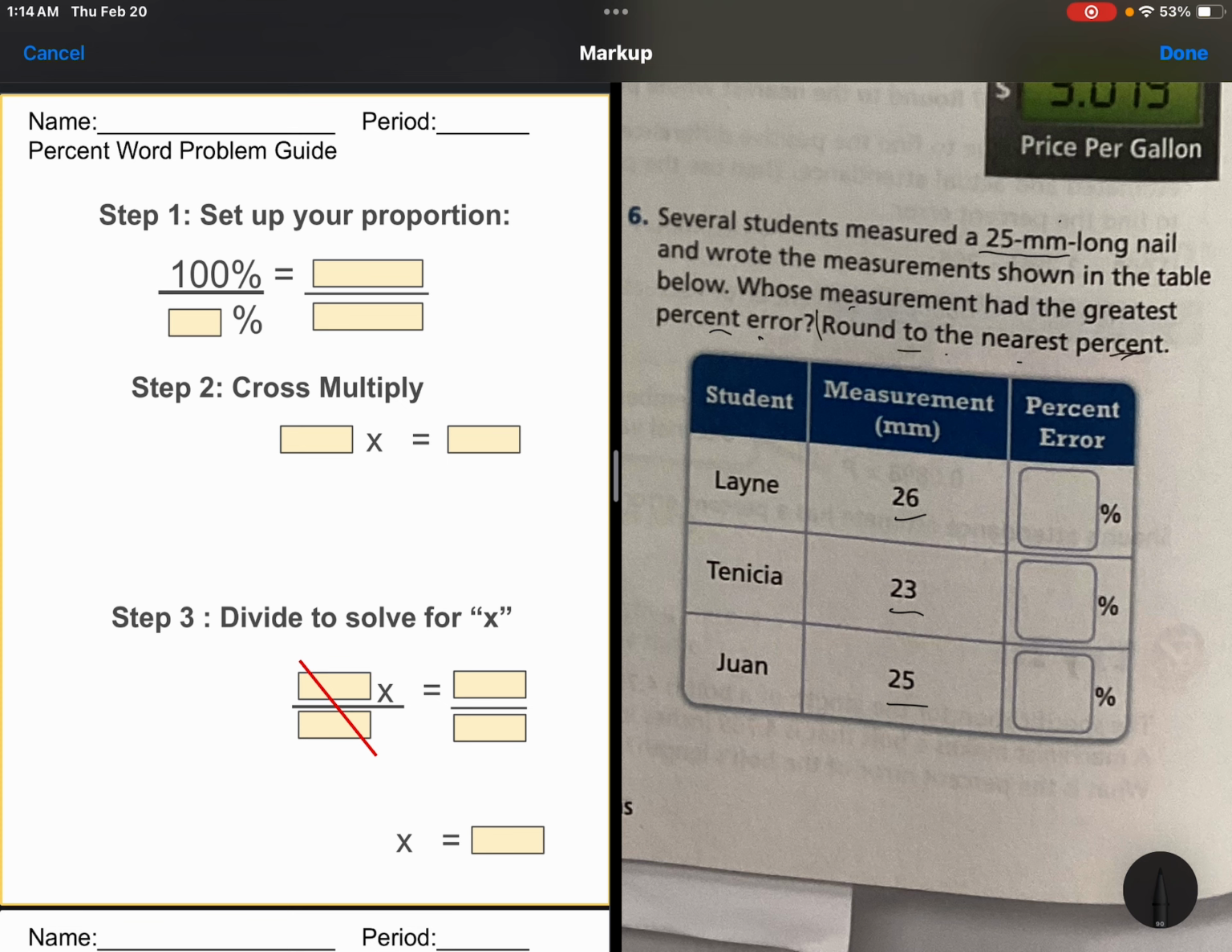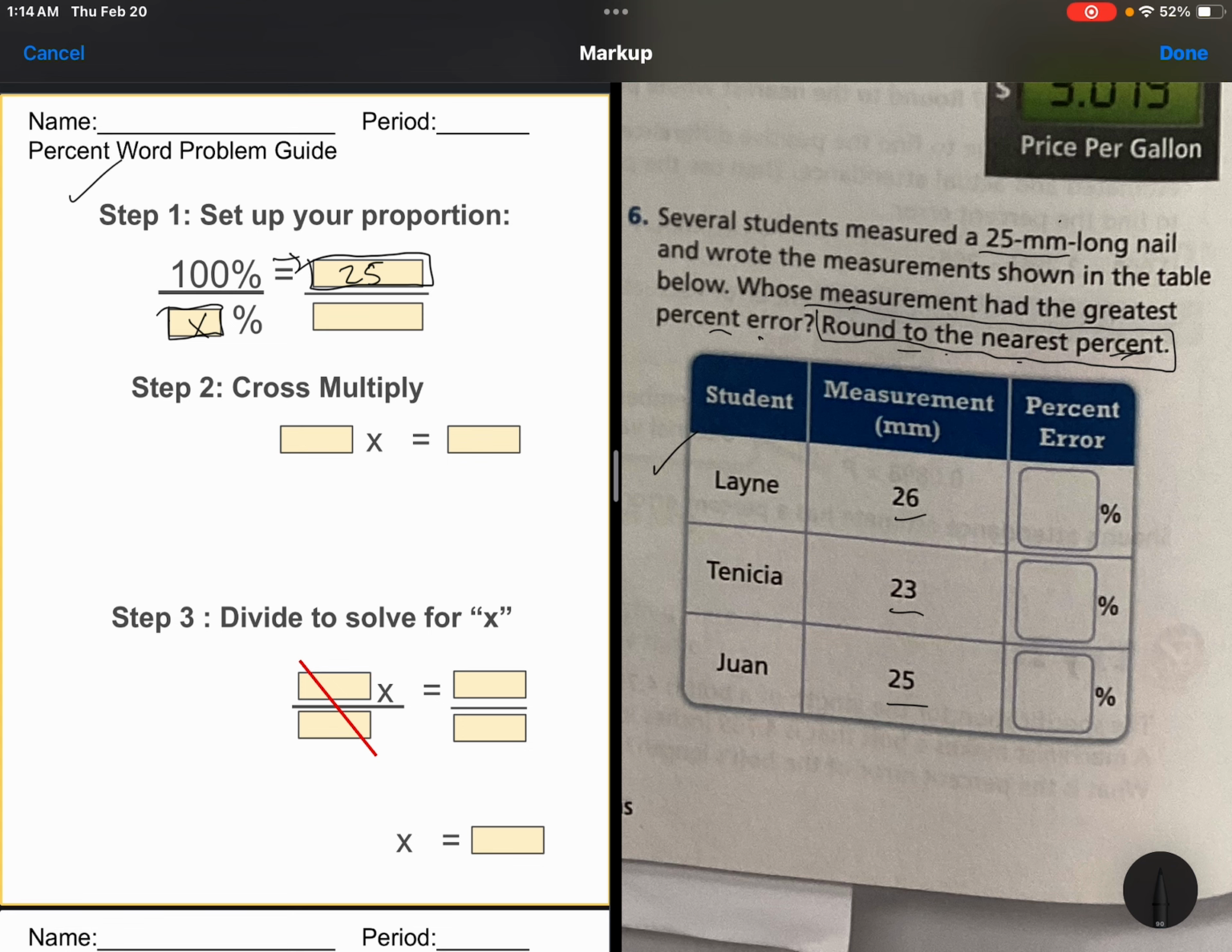Okay, so we're gonna make sure that we round to the nearest percent, so all we need to do is find one decimal place. Okay, so let's begin with Lane. They measured 26 millimeters from 25. So let's go ahead and set a proportion here. What is our 100% amount here, meaning what's the actual measurement of the nail? Yeah, 25 millimeters, so I'm gonna put it right there. Now what is our percent here that we're dealing with? Do we know about it? No, we don't know about it, so we're gonna call that difference, that error, x.